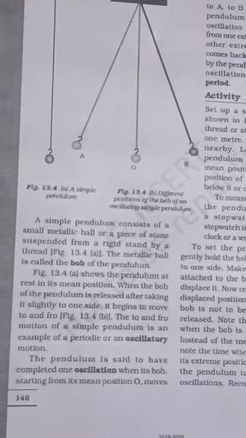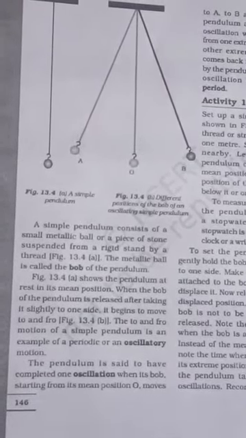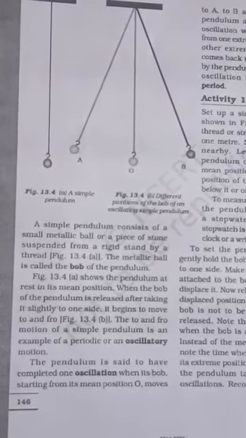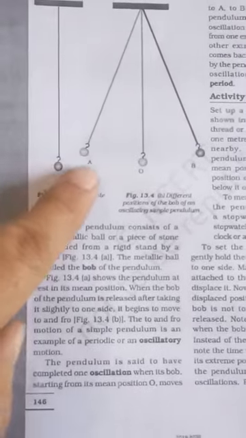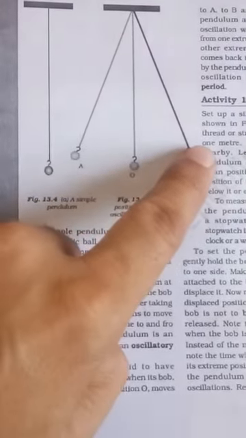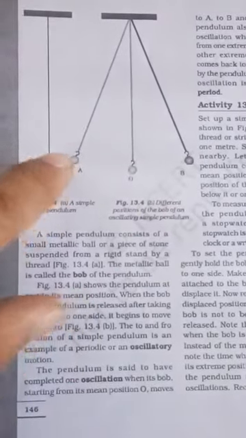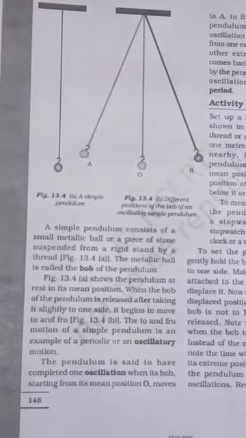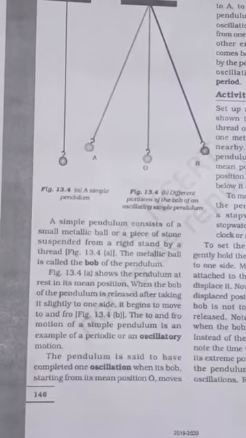Now, the time taken by the pendulum to complete one oscillation is called its time period. Understand? Starting from here, the pendulum moves to the extreme position and returns back to position A. How much time does it take? That is called the time period.